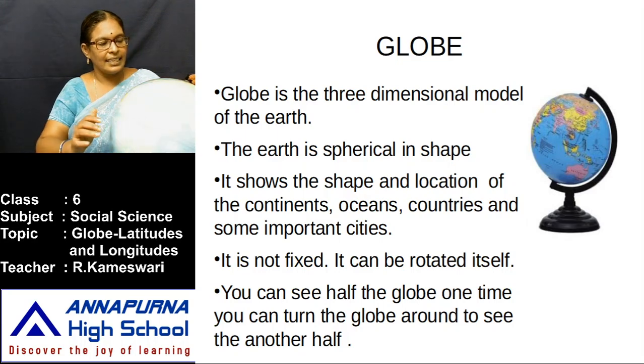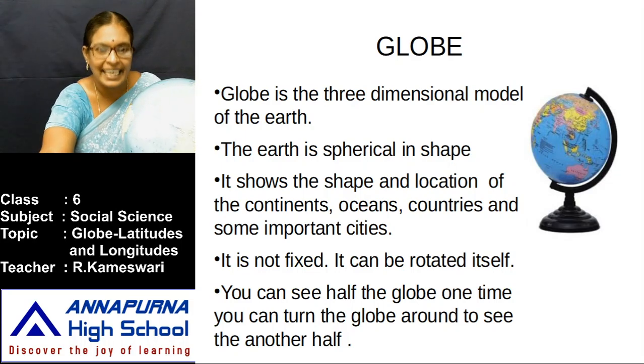How these countries and cities are drawn upon this globe is they are using the scale. What is the meaning of scale? It is the ratio between the actual distance on the earth and the map distance. That is called the scale.